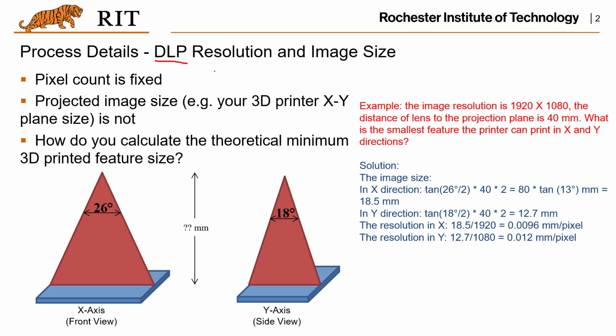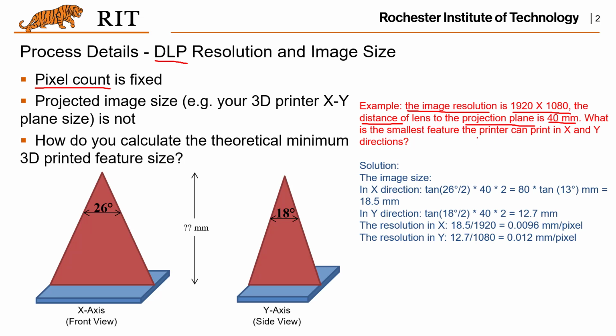So another question is in the digital light processing process. Basically, in digital light processing, we are projecting an image onto the building tank, right? So the pixel number of an image is known and fixed. For example, we have an image resolution of 1920 by 1080. This is fixed throughout the whole computation. And we also know the distance from the lens to the projection plane, which is the surface of the resin in the tank. And this distance is 40 millimeters.